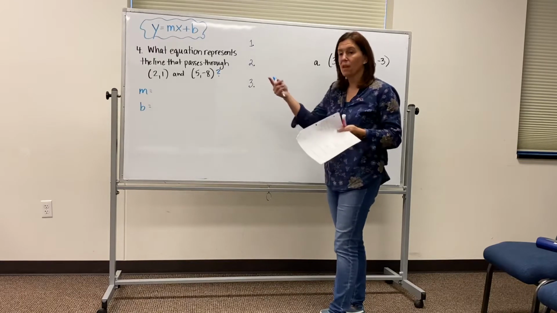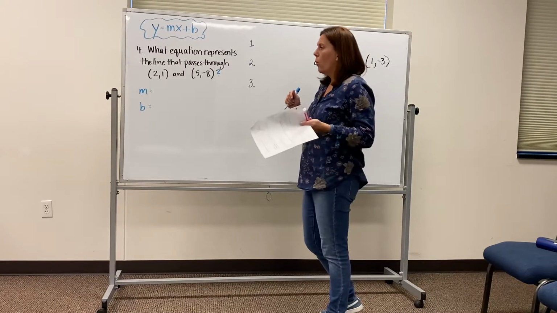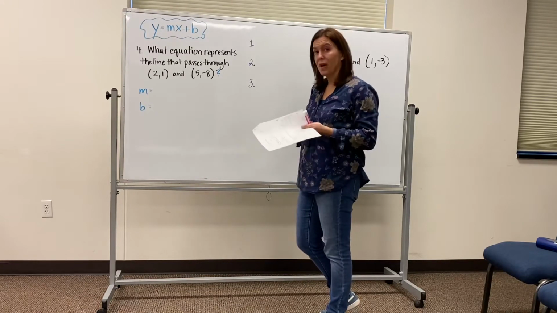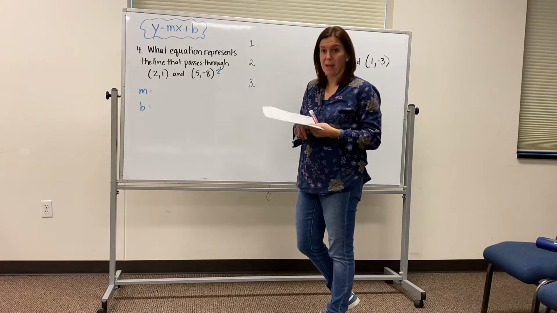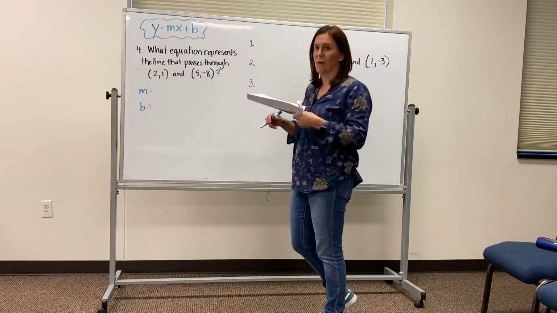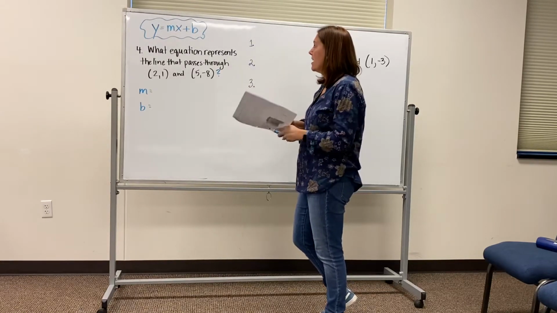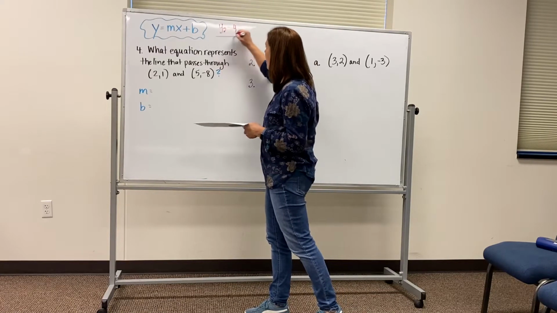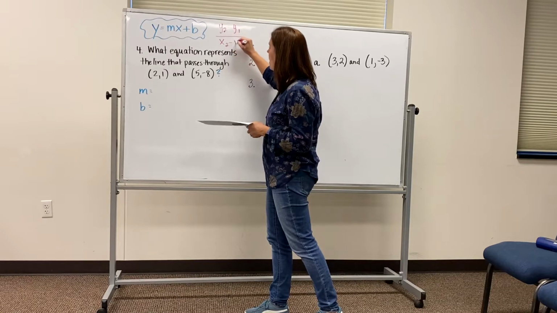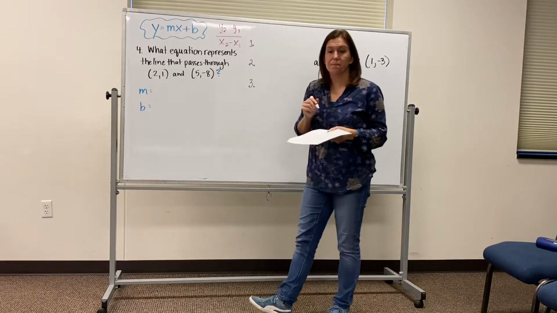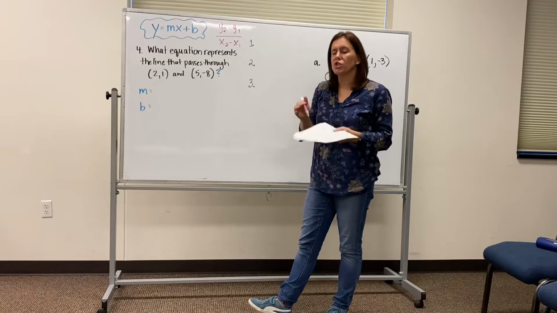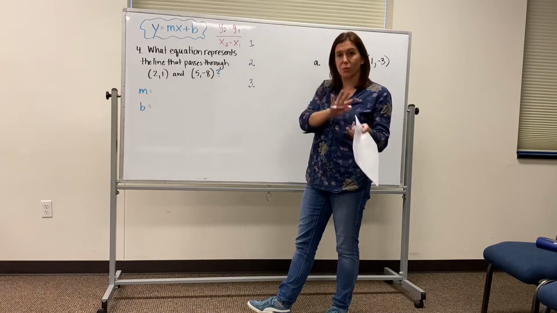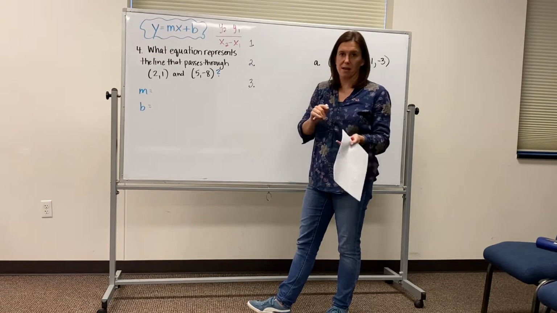So the first step, find my m. Well, I don't have a graph that I can interpret, but I do have a formula to find slope. And if you don't remember that, I'm going to go ahead and put it on our board again and just remind us that it's y2 minus y1 over x2 minus x1. Remember that my subscripts are just showing me which x and y coordinates go together, because it doesn't matter which ones I use first as long as I'm consistent.